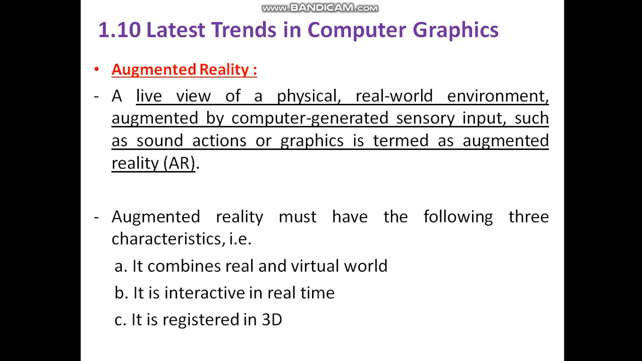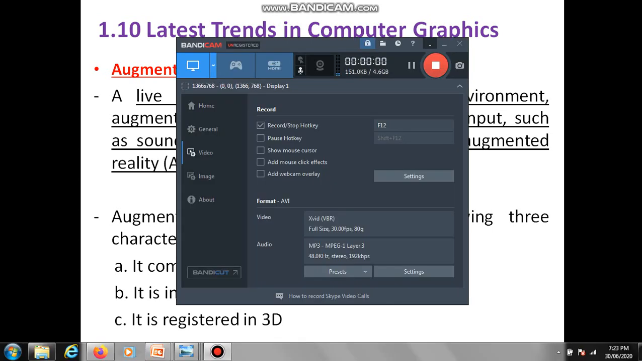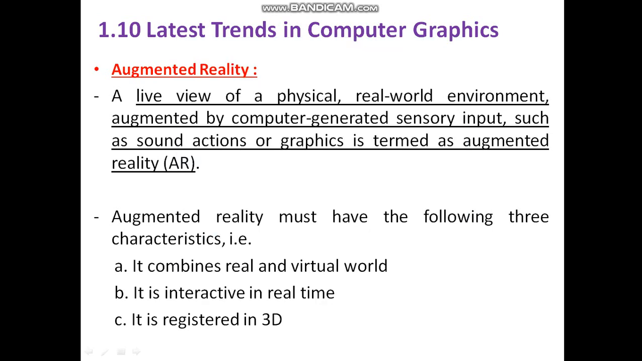AR apps use your phone's camera, and then show you a view of the real world in front of you, then put a layer of information including text and image on top of that view.